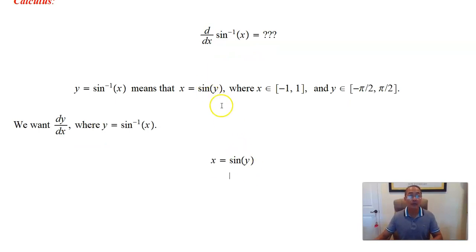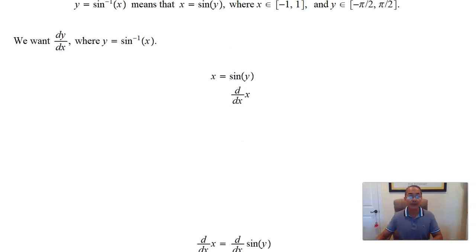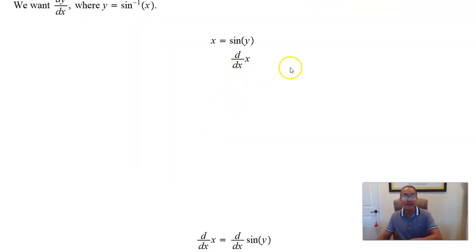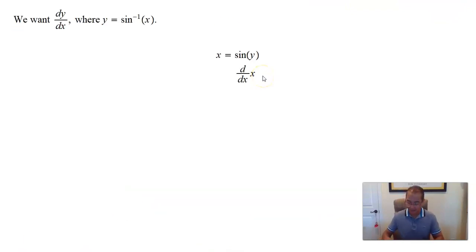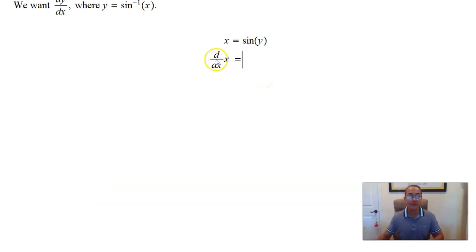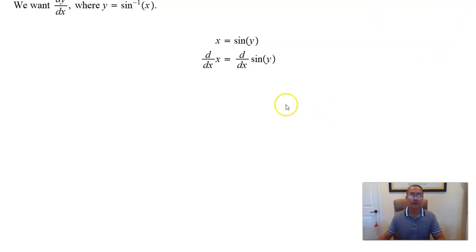Okay, so we want the derivative of both sides of this equation with respect to x. So we have the derivative on the left of x and the derivative on the right of sine of y. However, whenever we take a derivative with respect to x and our function involves y, remember that we have to use the chain rule.